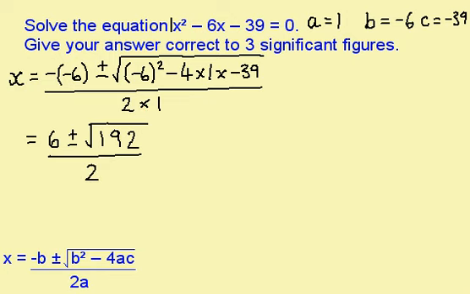Now all I need to do is type this into my calculator in two ways. I need to do 6 plus the square root of 192 and then divide the answer by 2, and 6 minus the square root of 192 and divide the answer by 2. I'm going to get two answers from this. First of all, 6 plus the square root of 192, press equals and divide by 2. This will give me 9.93. Then 6 minus the square root of 192, press equals and divide by 2, will give me minus 3.93. These are my two solutions to my quadratic equation.